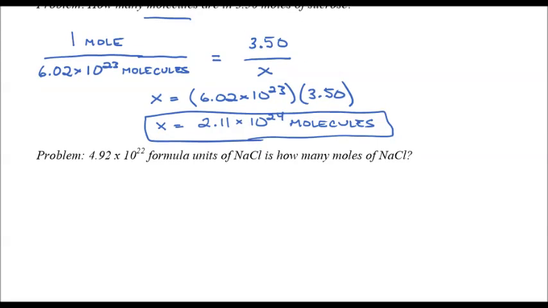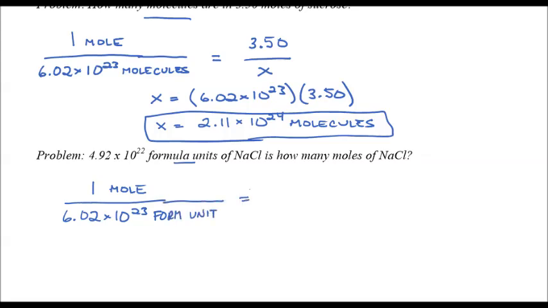And the last problem for today, here's a formula unit. That's why you have to know what these terms mean, otherwise that's going to confuse you. If you have a mole, it doesn't matter what it is. You always have 6.02 times 10 to the 23rd. In this case, it's a formula unit. So now it wants to know, what if you have 4.92 times 10 to the 22 formula units? So this time x is in the numerator.